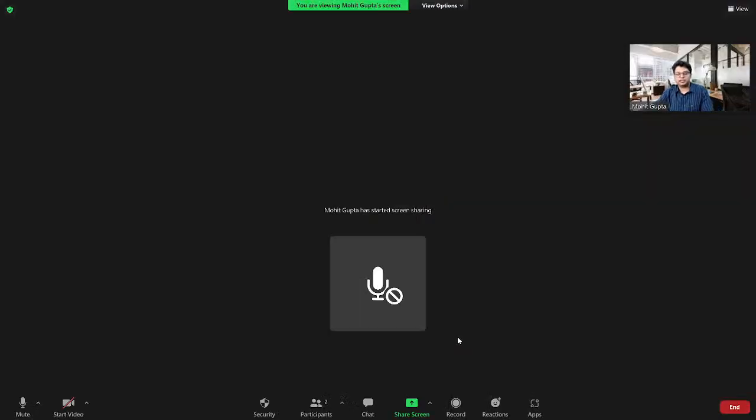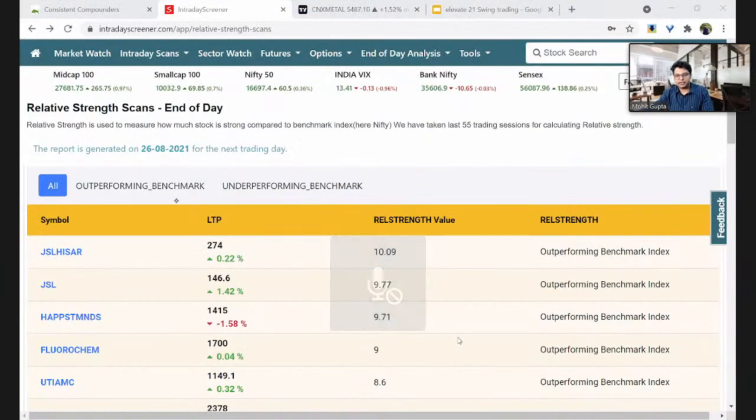Okay, great. So I was at relative strength again. I was telling you how to find those trending stocks. Trending stocks are those which are outperforming your broader market index. Let's say it's Nifty, our broader market index. Most of the stocks which are showing good strength with respect to Nifty are the stocks which are trending. So it's very easy to find such stocks.